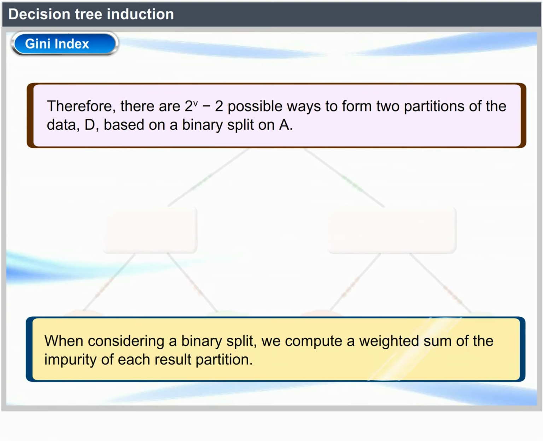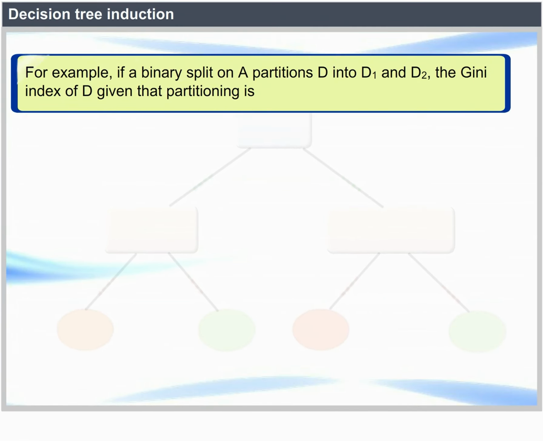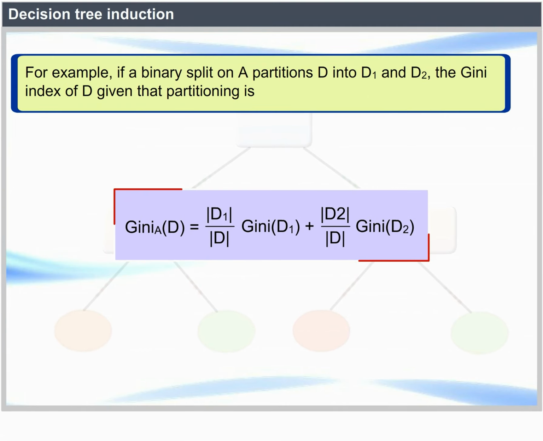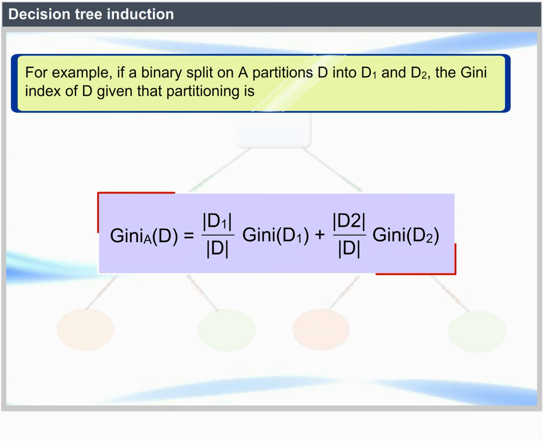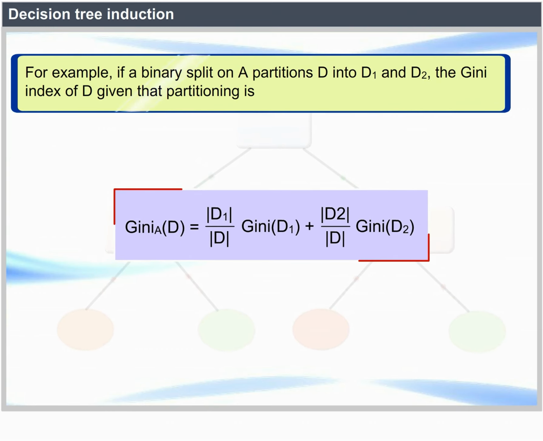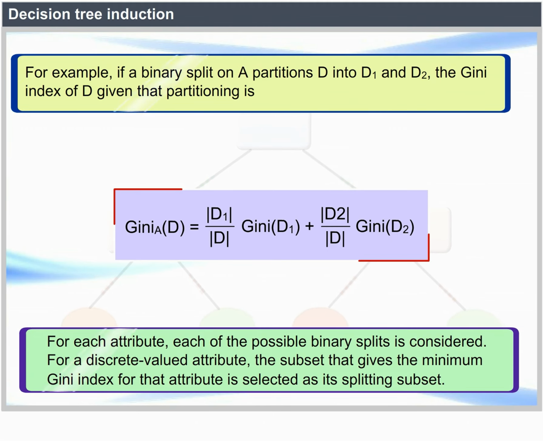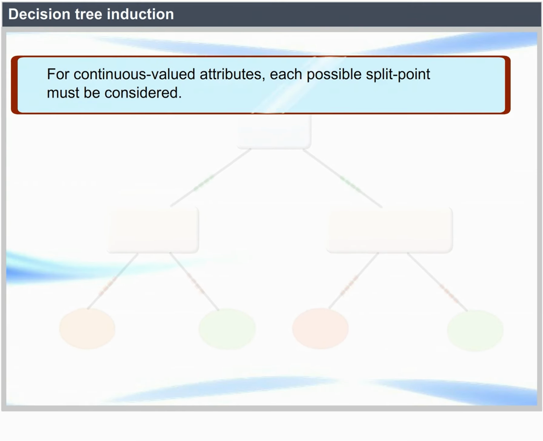When considering a binary split, we compute a weighted sum of the impurity of each resulting partition. For example, if a binary split on A partitions D into D1 and D2, the Gini index of D given that partitioning is Gini_A(D) equals |D1| by |D| times Gini(D1) plus |D2| by |D| times Gini(D2). For each attribute, each of the possible binary splits is considered. For a discrete-valued attribute, the subset that gives the minimum Gini index for that attribute is selected as its splitting subset. For continuous-valued attributes, each possible split point must be considered.